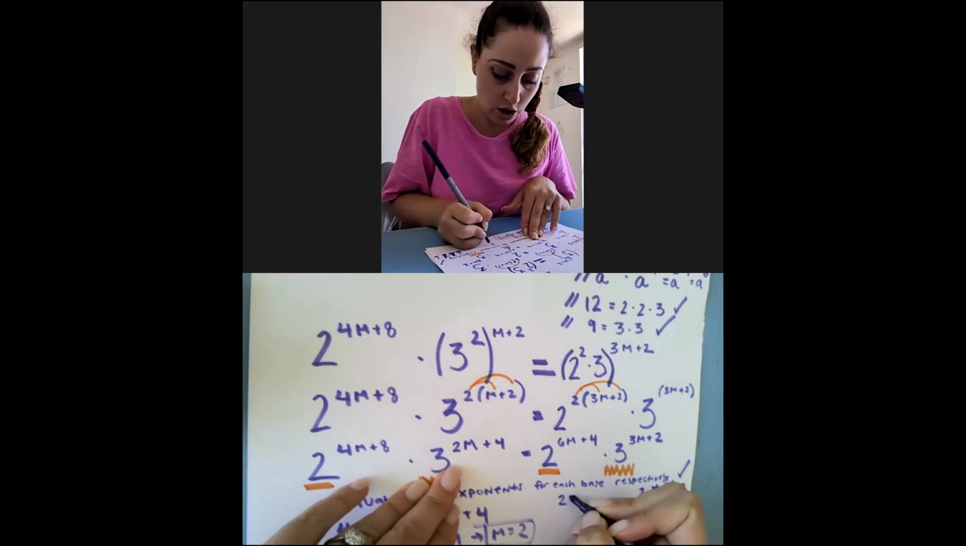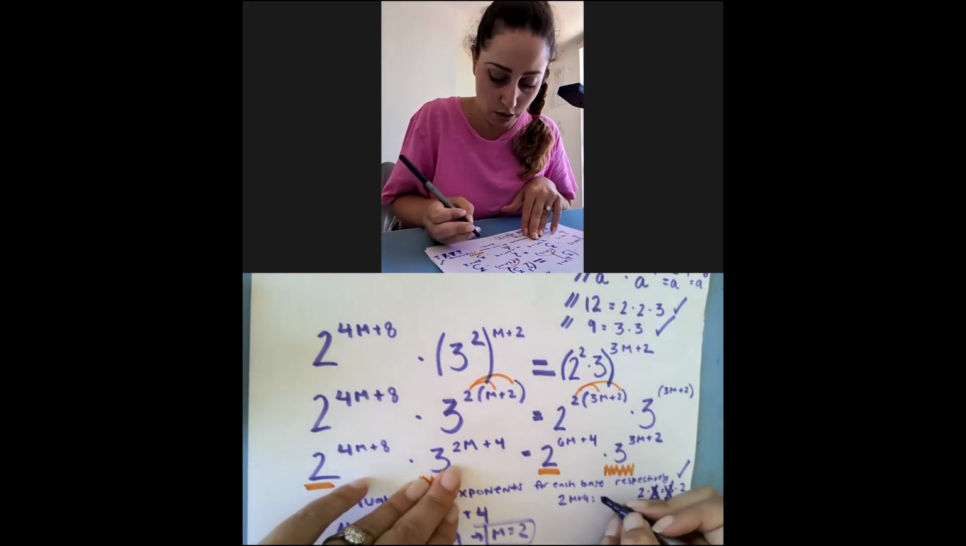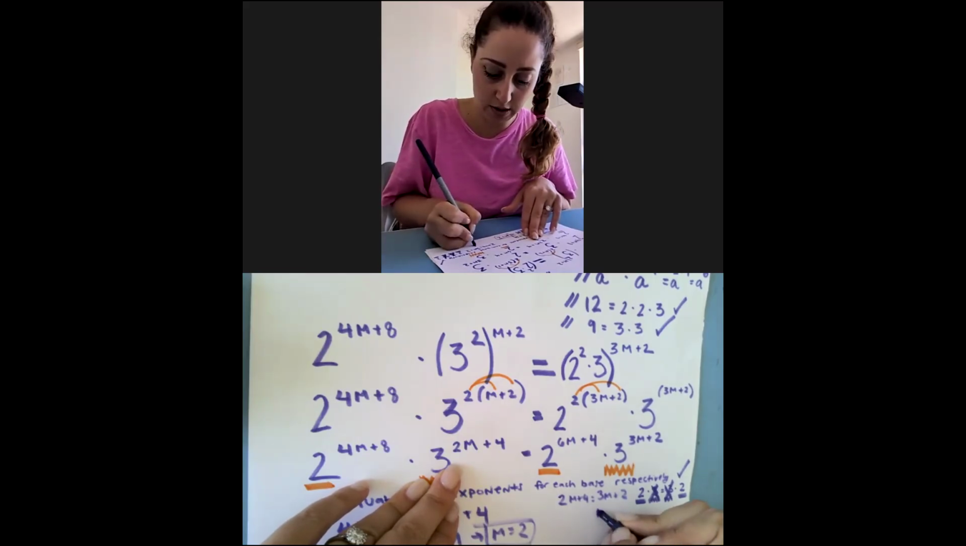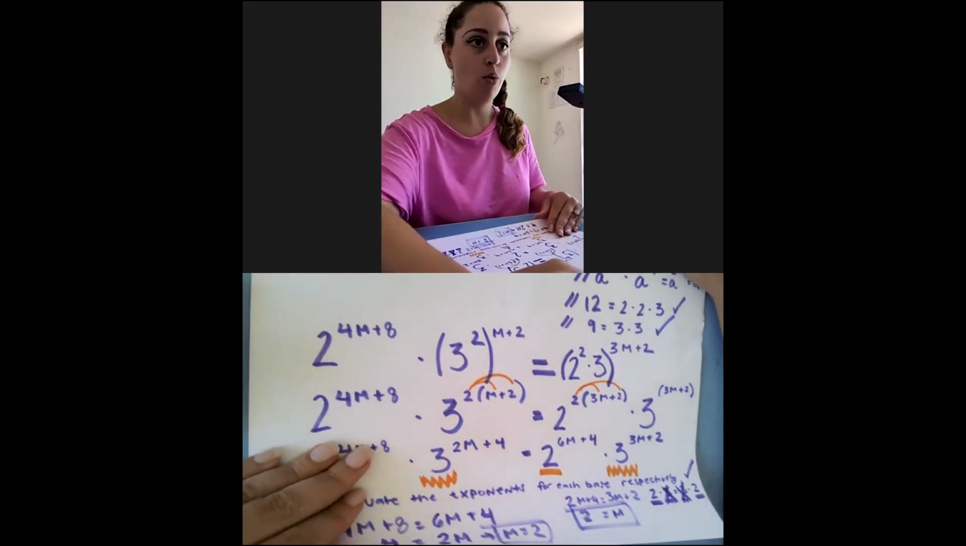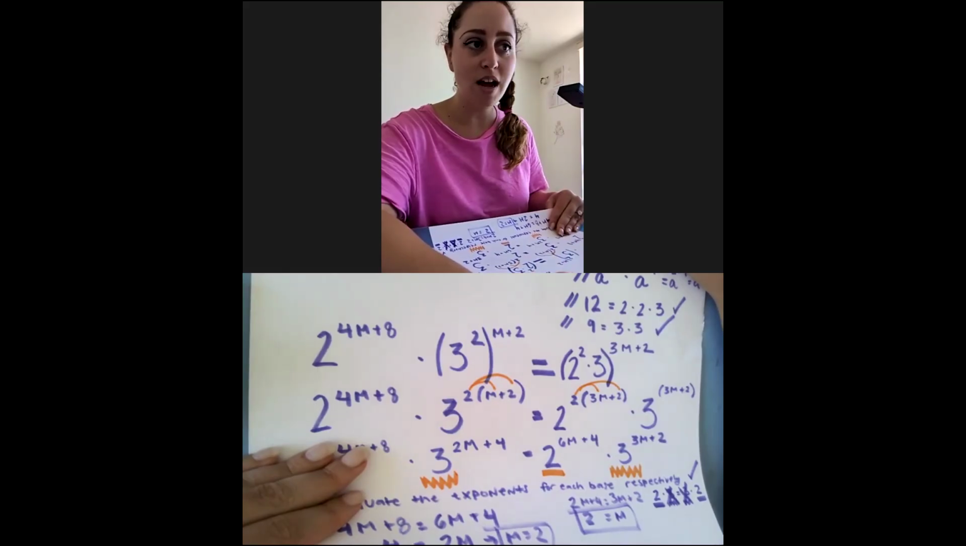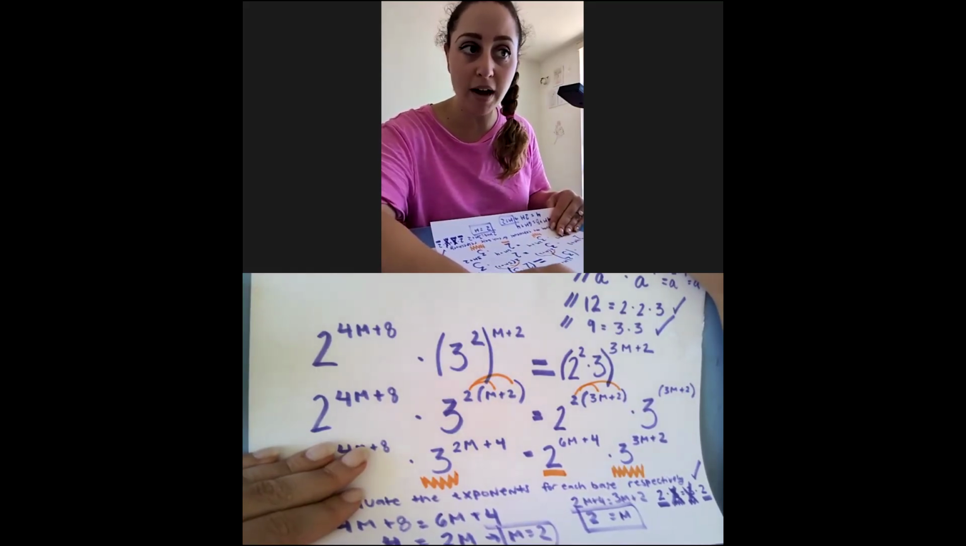Let's see. 2m plus 4 equals 3m plus 2. I can subtract 2m on both sides. m equals 2, no matter which one I equate. Awesome, awesome work. Okay, I am now going to take any questions we might have.